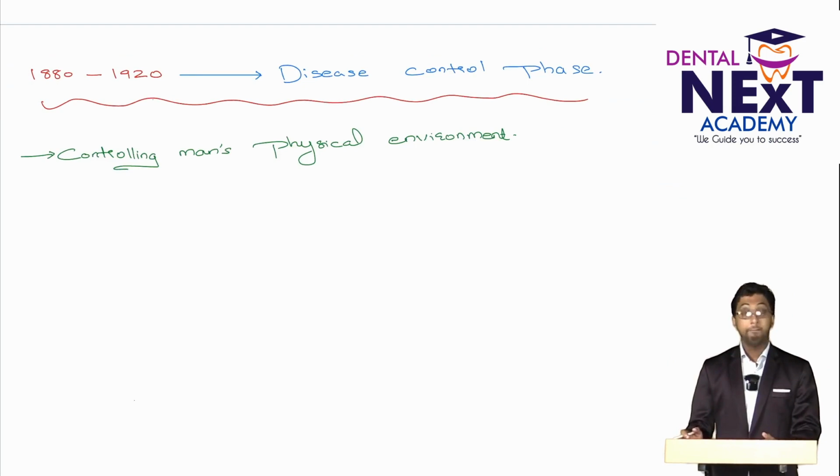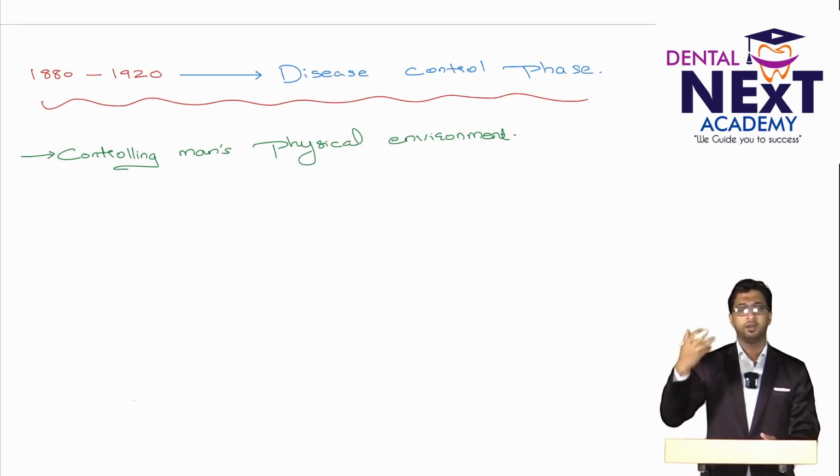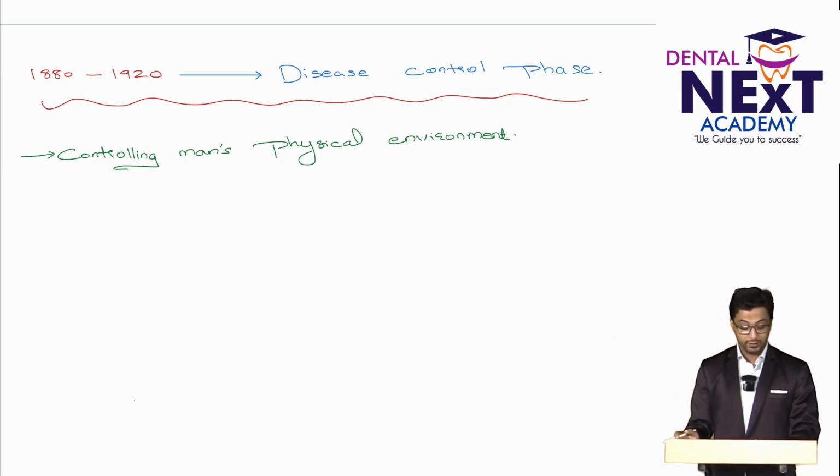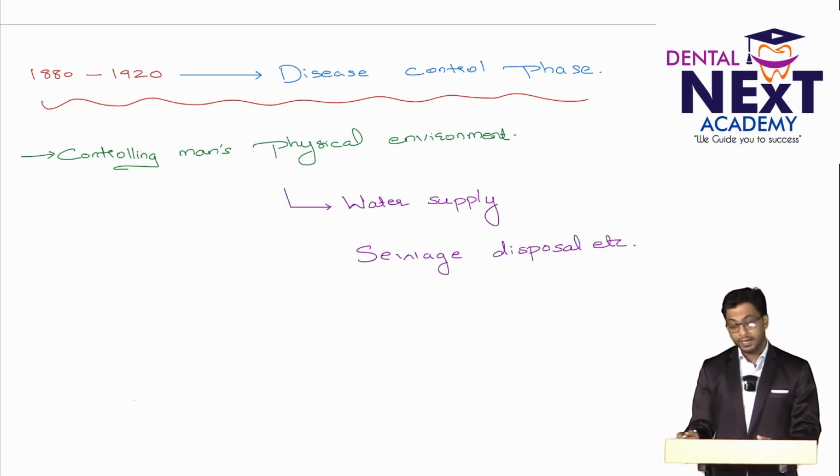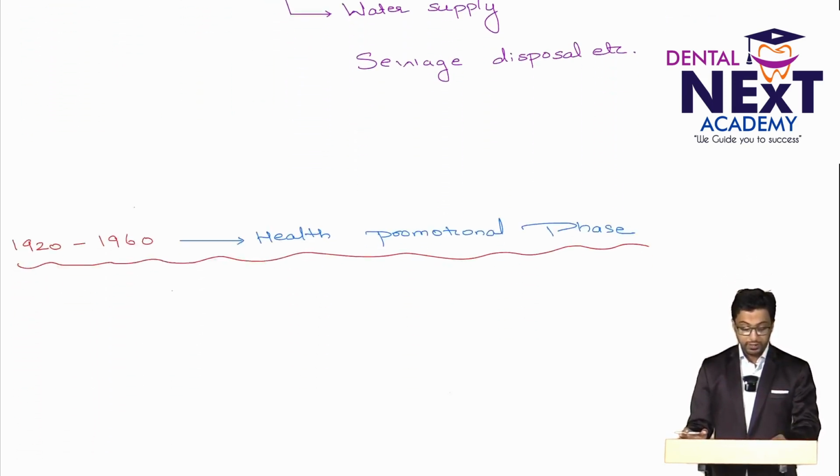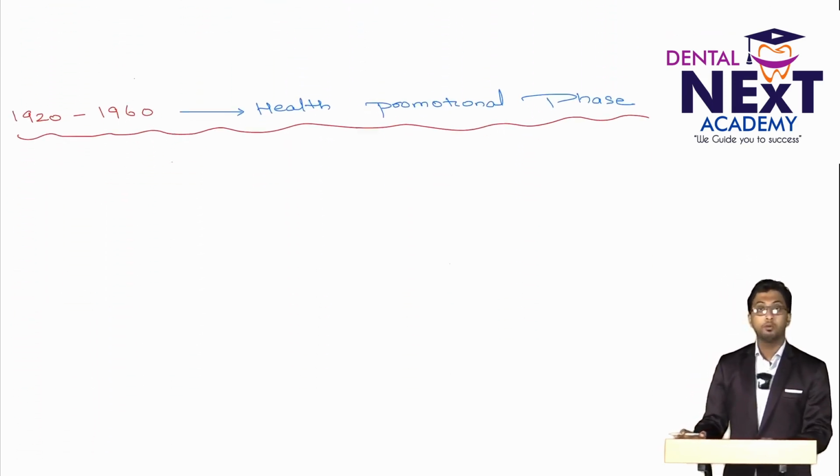So controlling man's physical environment, the environment around us where infection, the sanitation, the drinking water, everything was causing the disease. That is water supply, sewage disposal, everything was controlled. So that was considered. Then came the health promotional phase.